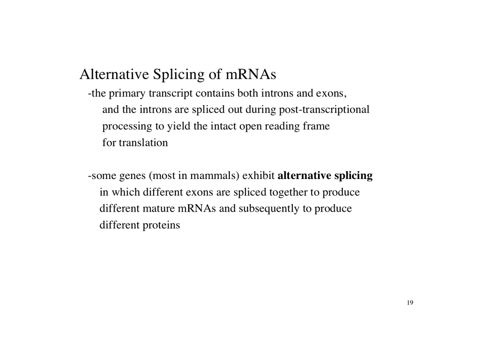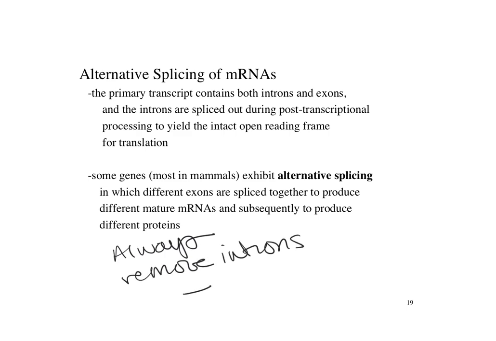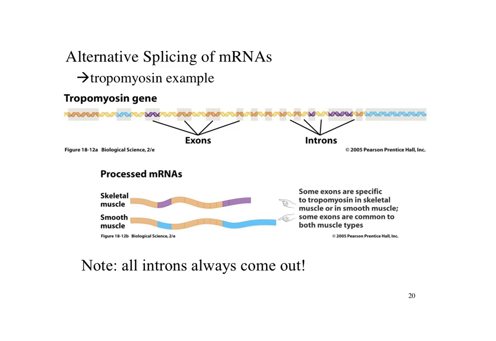So we always remove introns, and generally we keep the exons, but we don't have to keep all of them. That's called alternative splicing. So let's take a look, shall we? I think we shall. What is the dog doing? I don't know. Alternatively splicing some mRNAs, I guess.